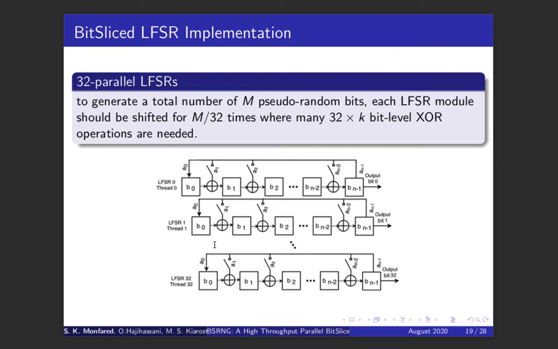As another example, let's say you have 32 parallel threads, each consisting of a single LFSR. To generate m pseudo-random bits, you have to shift all of these LFSRs m divided by 32 times. And assuming that each of these LFSRs has k feedback taps, you will need 32 times k bit-level XOR operations for all of these LFSRs.